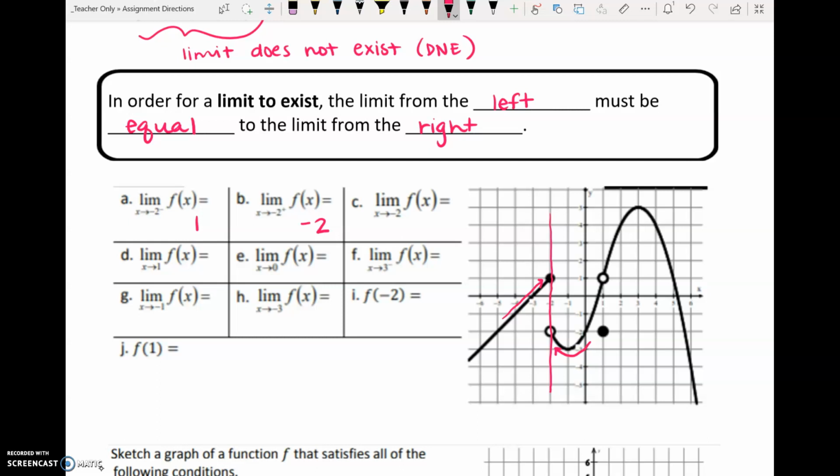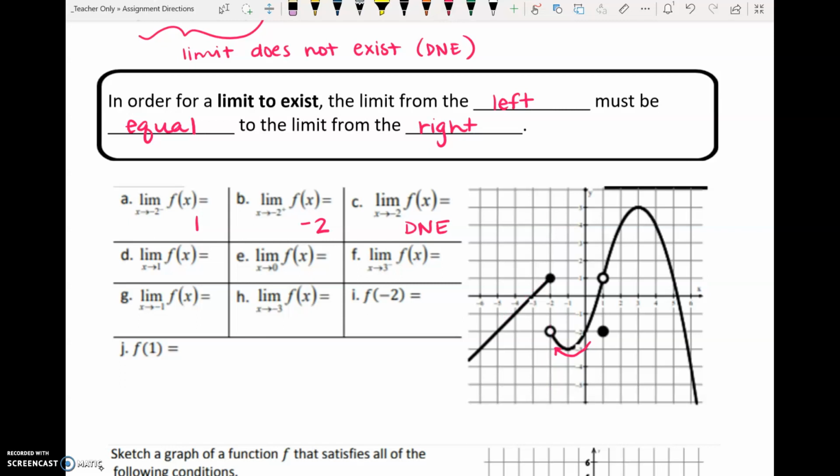C is the limit as x approaches -2, the overall limit, right? There's no plus or minus there, so that means we're talking about the overall limit as x approaches -2. Since A and B, the left and the right, are not the same number, that means the limit as x approaches -2 does not exist.